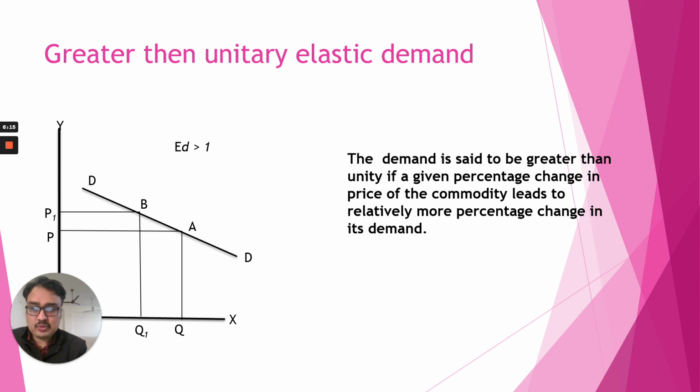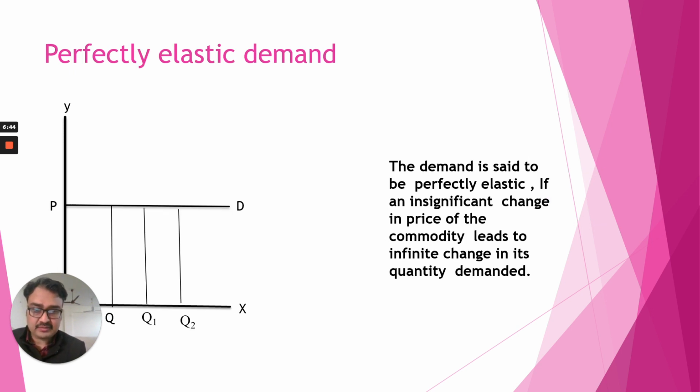When the price is OP, demand is OQ. Price rises from OP to OP1, demand falls from OQ to OQ1. What is the change in price? The change in price is PP1 and the change in quantity demanded is QQ1. Clearly, in this case, QQ1 is more than PP1. That is, change in quantity demanded is more than the change in price, and that indicates price elasticity of demand to be more than 1.